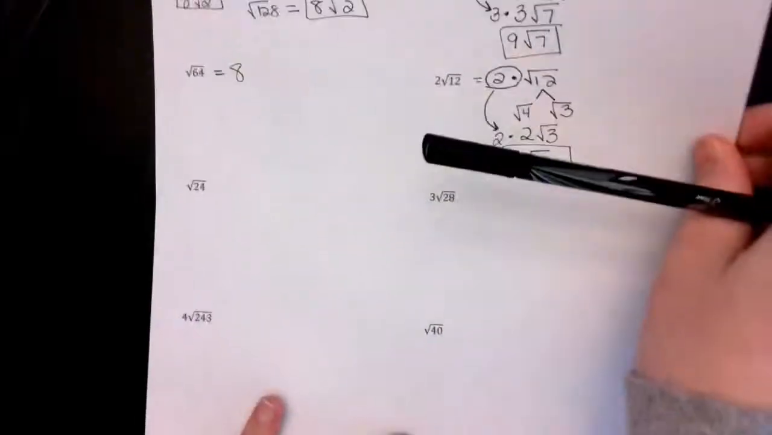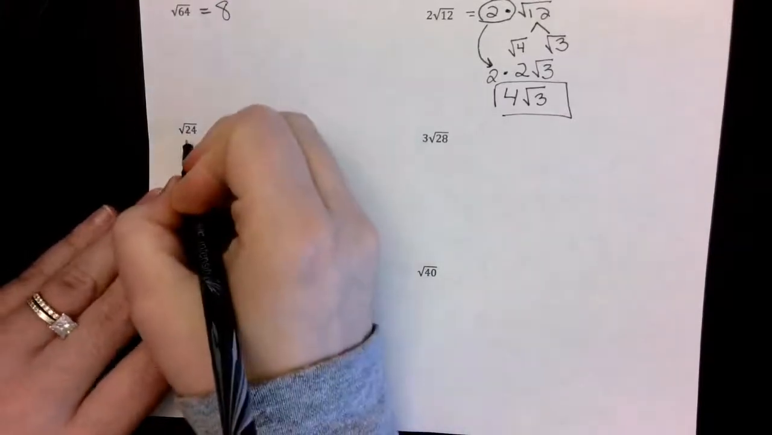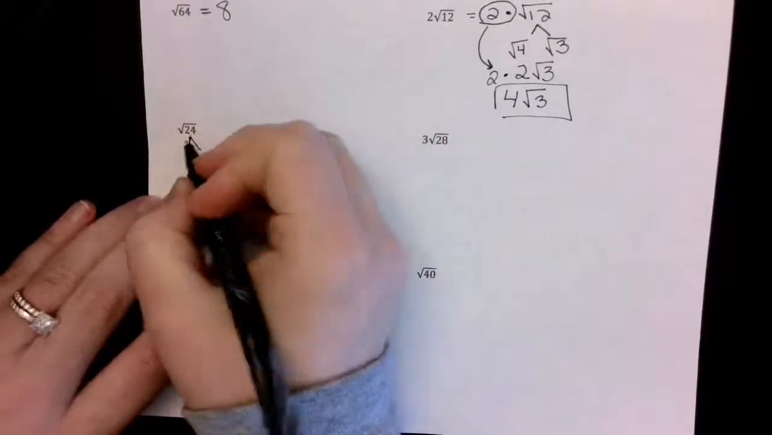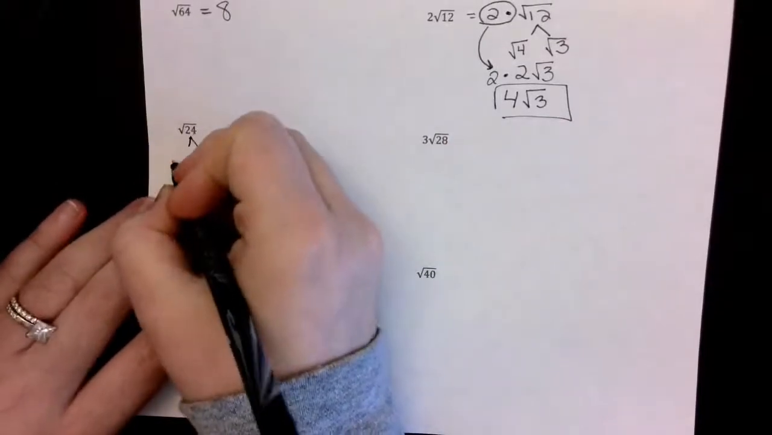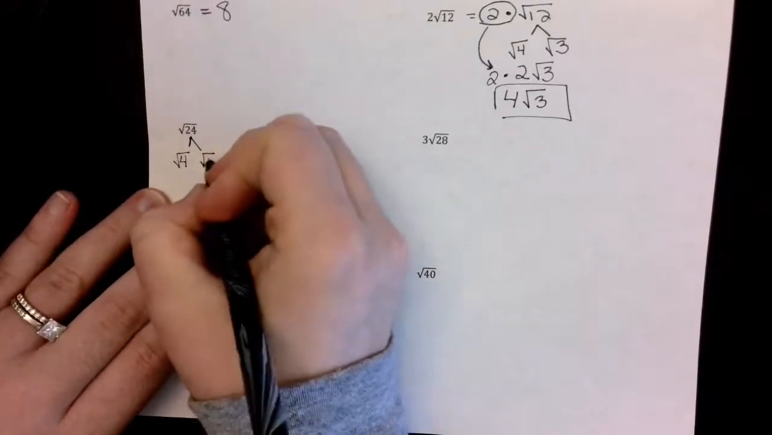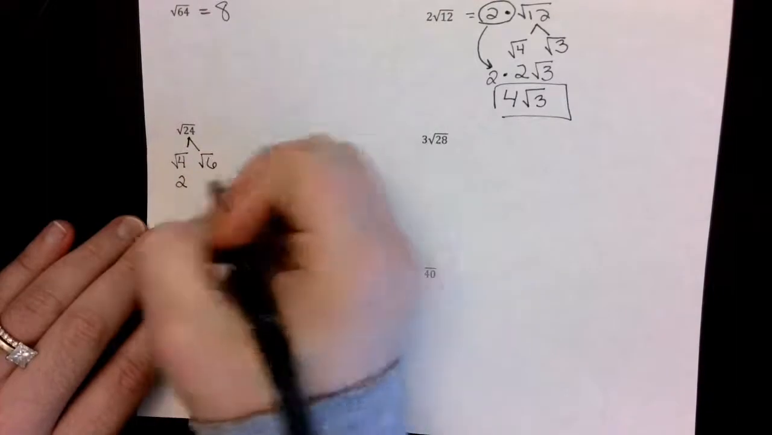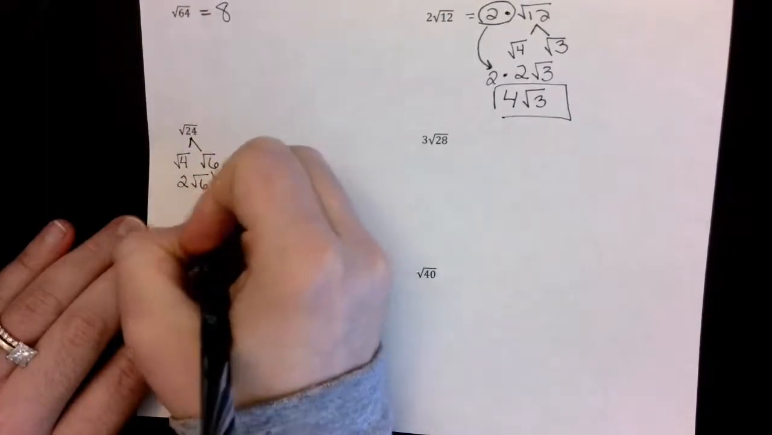Alright. If you want to freeze it and try the next few by yourself, you're more than welcome to. If not, I'm going to work through it. The biggest perfect square that goes into 24 is 4. And 4 times 6 gets me 24. Square root of 4 is 2. Square root of 6.